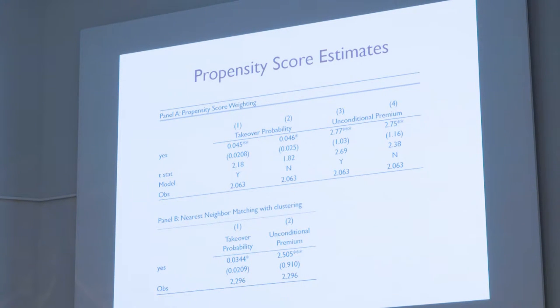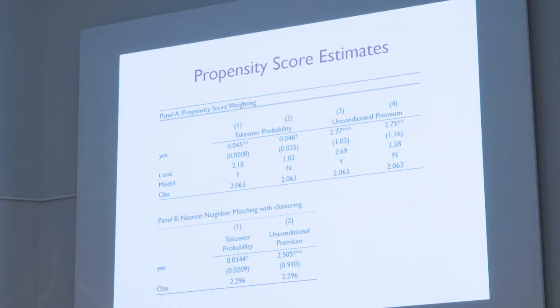Okay, so what do we have here? We have a matching model. We're matching firms of equal likelihood. We're reweighting them so they have equal likelihood of dropping or not dropping an anti-takeover provision, with and without controls, for different sets of models. The takeover probability over a five-year period in the whole population, if you vote to drop an anti-takeover provision, goes up by about 4.5% over a five-year period. That's about 0.9% per year. The unconditional premium, this is the closest thing to shareholder value, goes up by 2.7% if you drop it, okay?